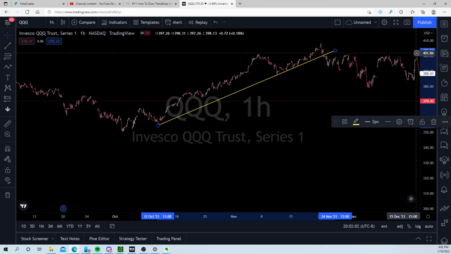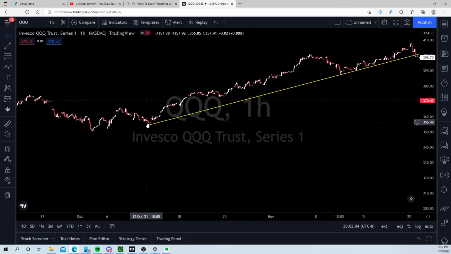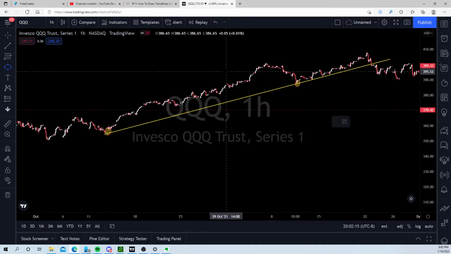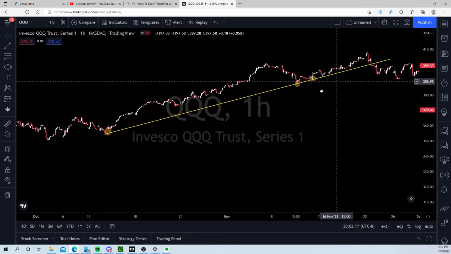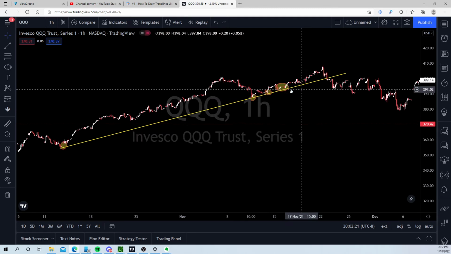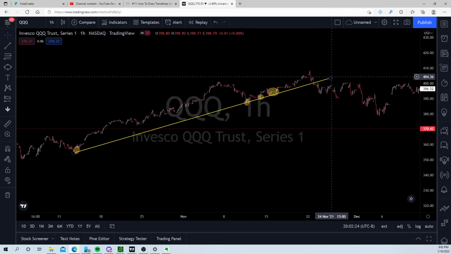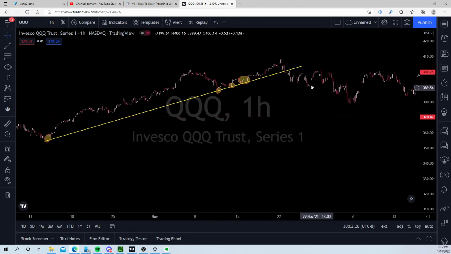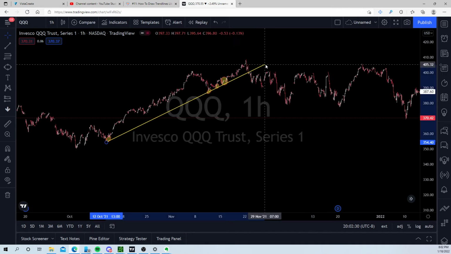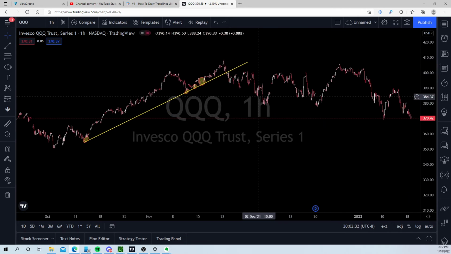Look at that. Touch. Another touch right there. Touch. Touch. Uptrend. Uptrend. And the 1 hour. Whole section here. Uptrend. What happened as soon as it broke out? Went down. Came down. Look at that. It broke the trend. Right?